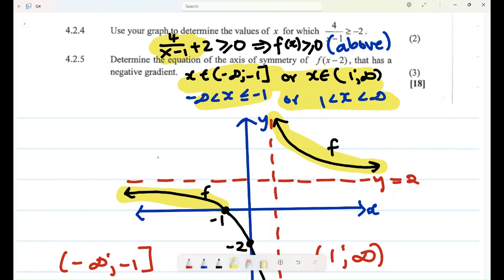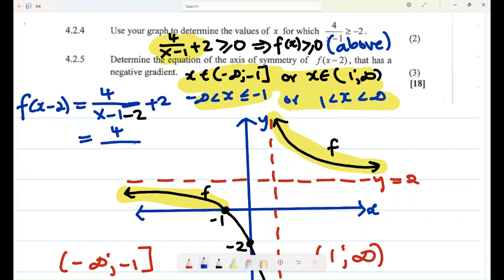Now, 4.2.5 says determine the equation of the axis of symmetry of f of x minus 2 that has a negative gradient. Let's first start by seeing what is f of x minus 2. It is going to be equal to 4 over x minus 1, where they tell us where we see x, we should minus how much? Minus 2. Then plus 2. This is just the normal equation, right? Therefore, we get 4 over x minus 3 plus 2.